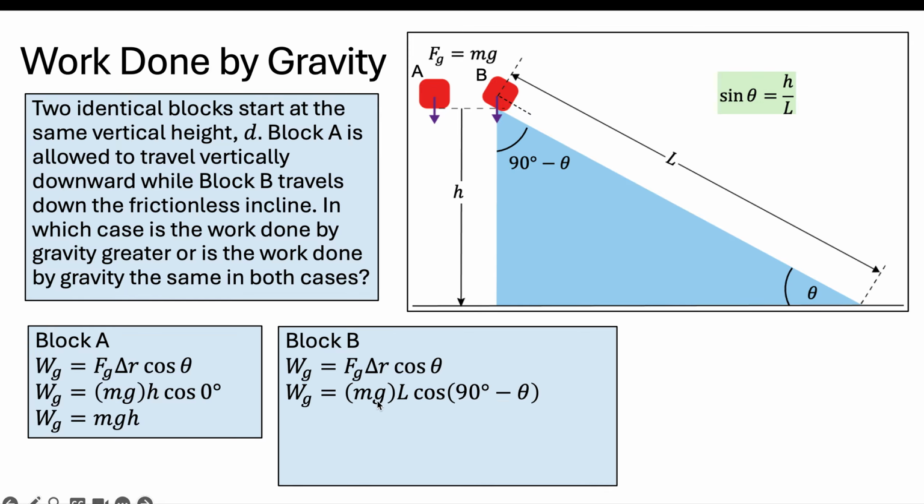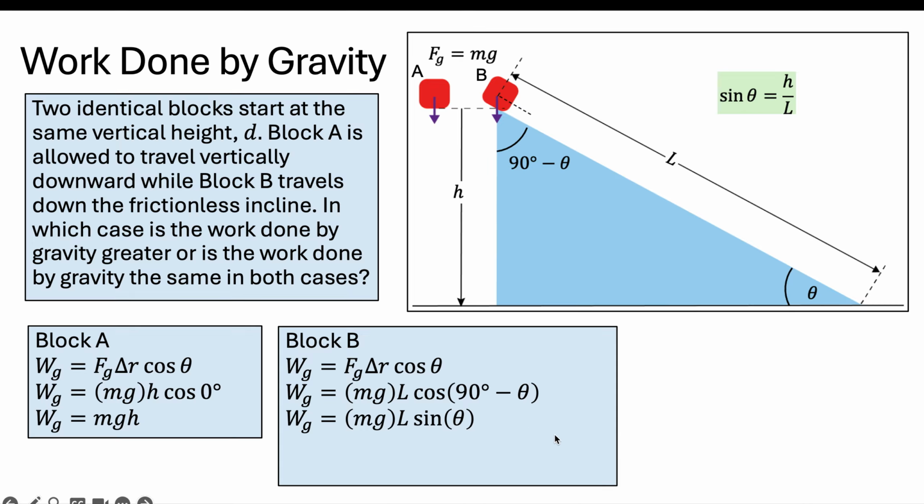So if I plug in the force of gravity is mass times gravity, and I plug in the displacement is L, and then I have cosine of 90 degrees minus theta. Well, it turns out that using one of the trig identities, cosine of 90 degrees minus theta is the same thing as sine of theta. So as I look at this incline and I look at the angle here, it's a right triangle. And so sine of the angle is just the opposite side, which is the height, divided by the hypotenuse, which is the length. So sine of theta is h over L.